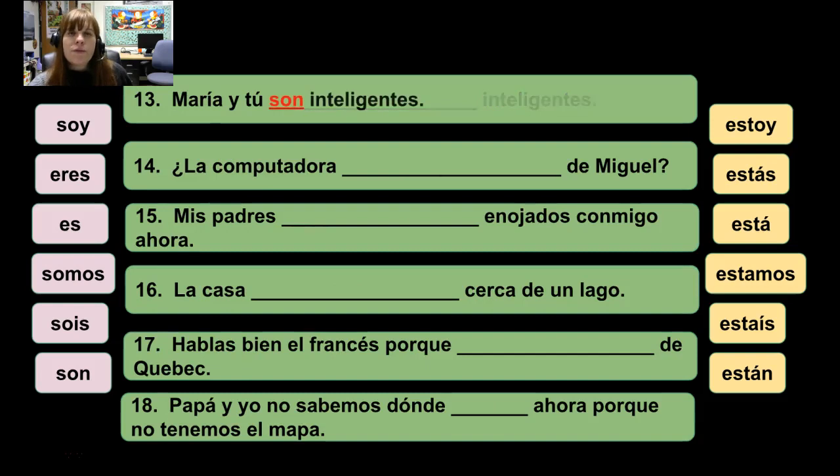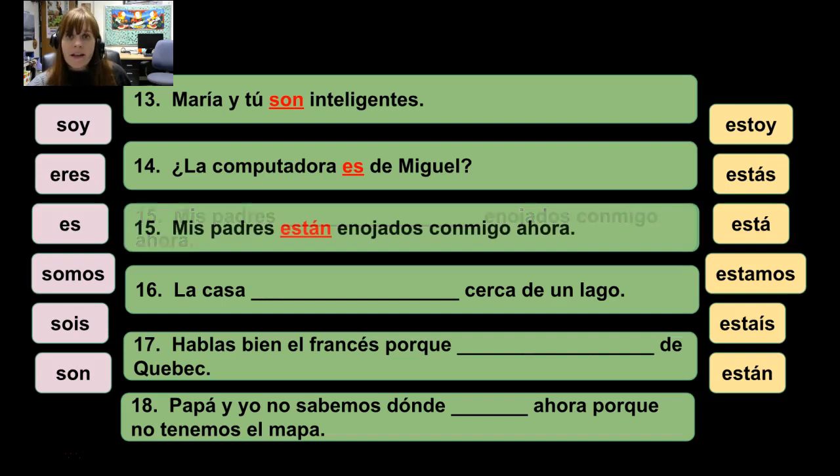María y tú son inteligentes. Es una descripción. It's a description. La computadora es de Miguel. It's Michael's computer. You're talking about possession, so you use the verb ser. Mis padres están enojados conmigo ahora. My parents are angry with me right now. It's a feeling, a state, an emotion, so you're going to use the verb estar.